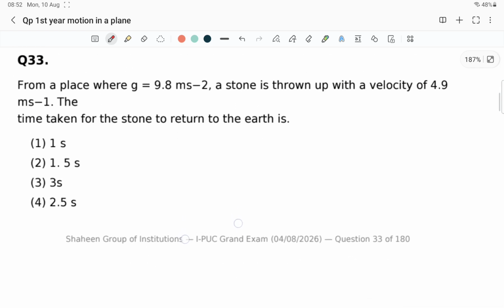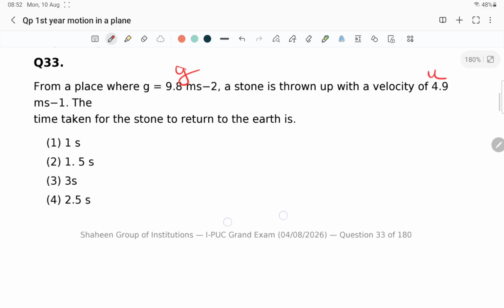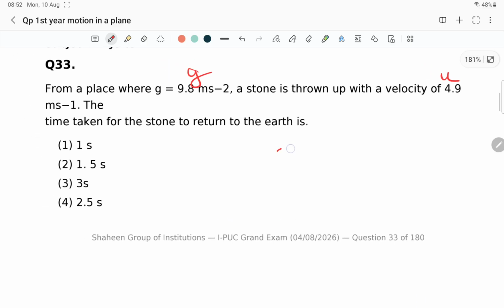Question number 33. Okay, what does question number 33 say? From a place where g equals this much, a stone is thrown up with a velocity 4.9 meters per second. The time taken for the stone to return to earth is? u is given, g is given. Time taken is 2u by g. Straightforward formula.